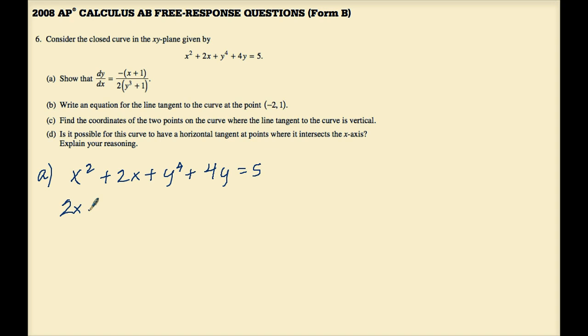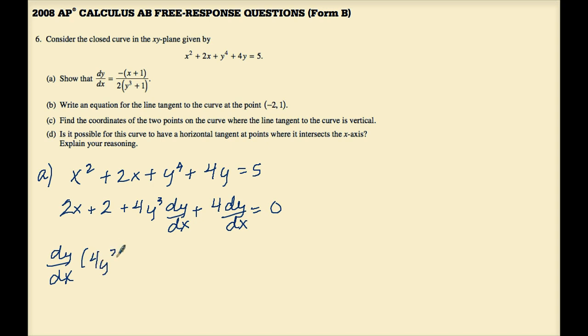2x dx/dx plus 2 dx/dx plus 4y cubed dy/dx plus 4 dy/dx is equal to 0. That means I'll have dy/dx times (4y cubed plus 4) is equal to negative 2x minus 2. dy/dx is negative 2x minus 2 over 4y cubed plus 4.